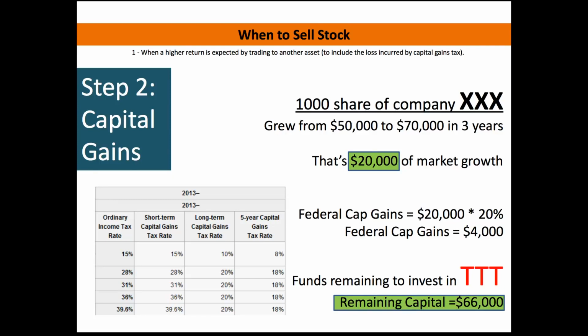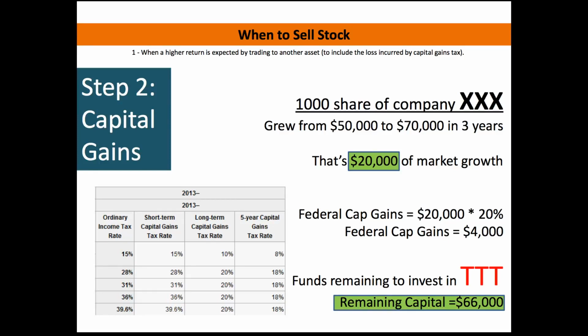Since we're trying to invest in company TTT, we know we're only going to have $66,000 to invest in that company. So this is something that's really important that you have to account for, because a lot of people might see, oh, you're getting an extra % more by transferring it into another company, but you have to pay the capital gains.